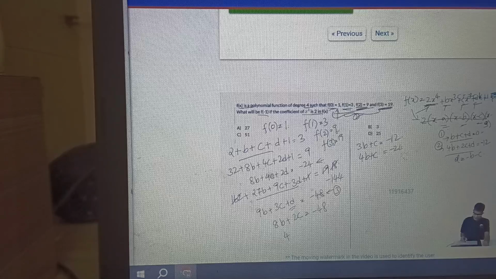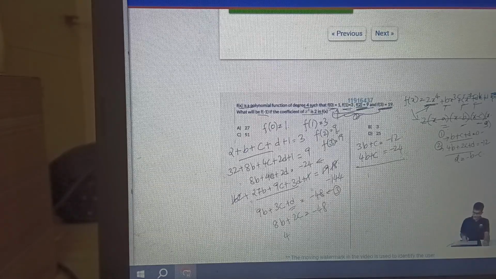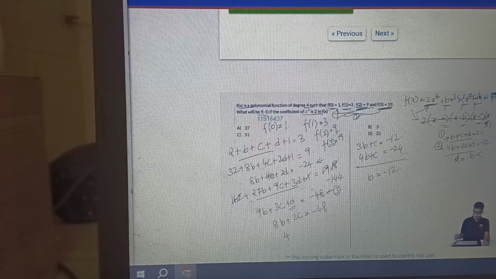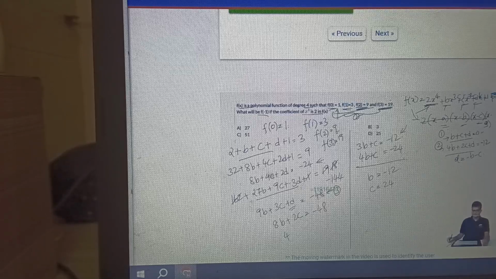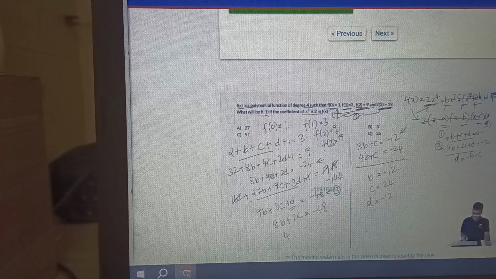Now if you subtract the first equation from the second equation, the value of b is equal to minus 12. 3b plus c is equal to minus 12. So the value of c will be equal to 24. b plus c plus d is equal to 0. b plus c is equal to 12. So the value of d will be equal to minus 12.